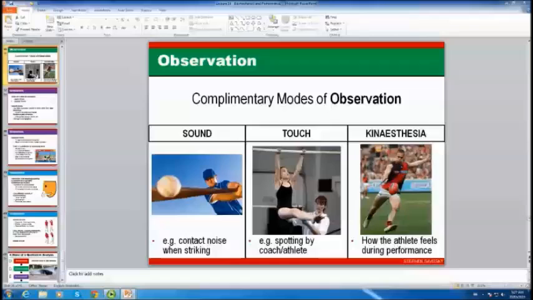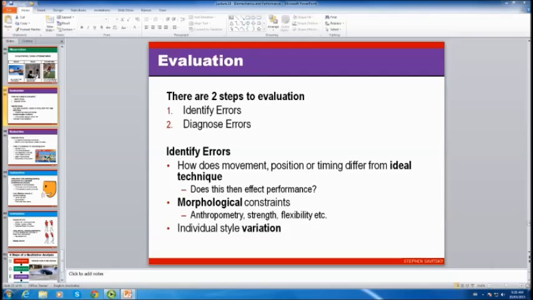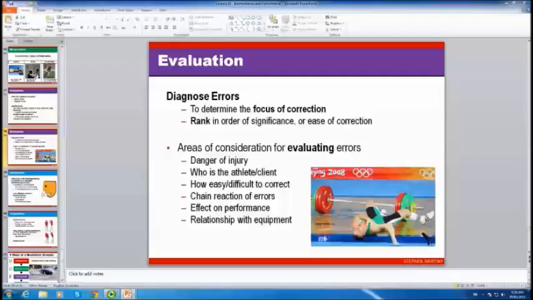Evaluation is two steps. Number one, identify the problem. Identify the errors. We've been saying it all lecture. We need to know what is wrong. And there are certain steps to do this, actually understanding the best way to identify those errors. But the key here is, once we've identified what they are, we need to be able to fix them. The fixing is the diagnosis.